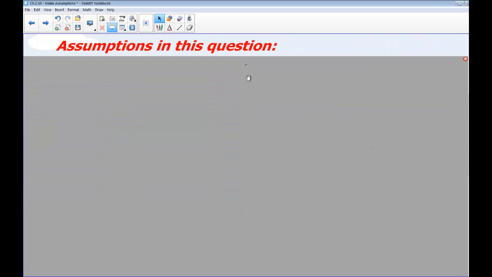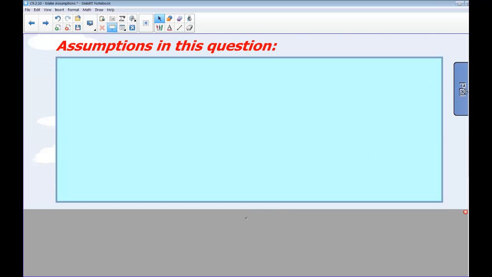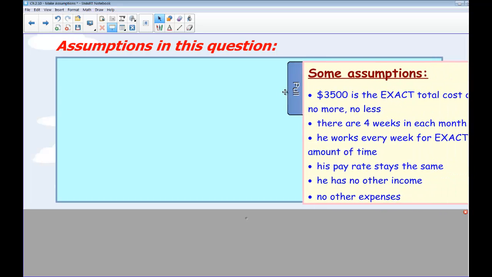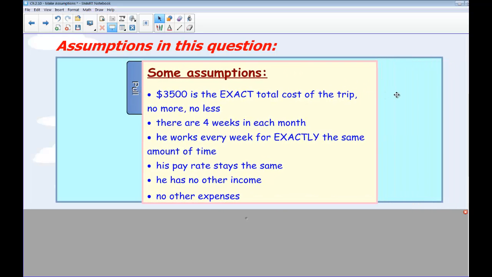Now in this question, these are just some of the assumptions that I made, but of course you could possibly come up with different ones as well, but make sure that they're mathematical assumptions, of course. So here I assumed that $3,500 is the exact total cost of the trip, no more, no less. No tax on top of that, no other kind of expenses, no extra spending money, etc., etc. That's all factored into the $3,500. I'm going to assume that.